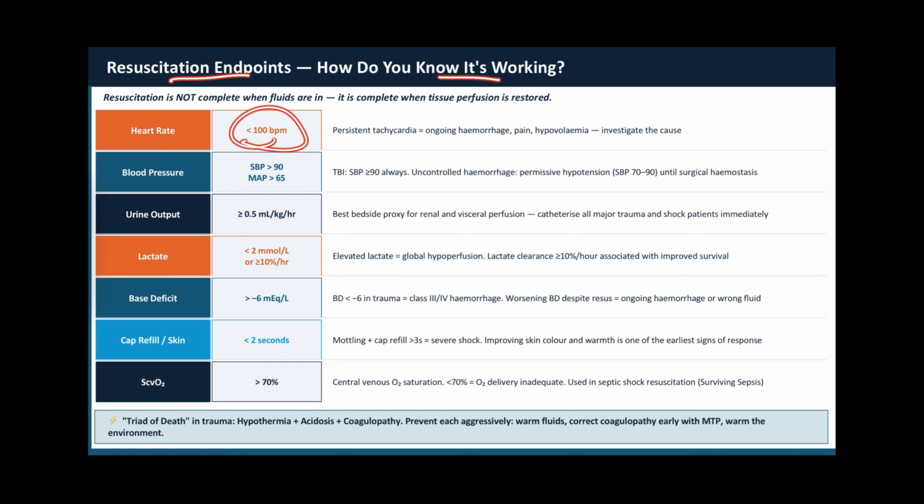Has the heart rate improved? Has the heart rate come down? Is the blood pressure adequate for the patient's condition? Is the urine output reaching the desired levels? Is lactate clearance being achieved, or is it normalizing? Remember that lactate clearance of more than or equal to 10% is associated with improved survival. Is the base deficit actually improving?